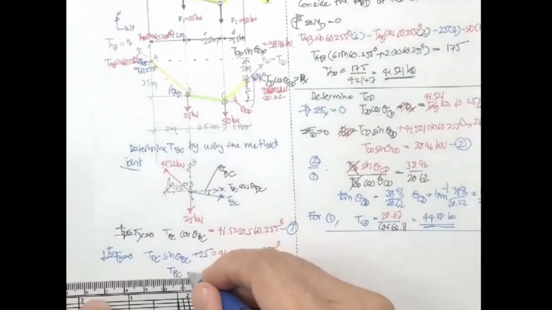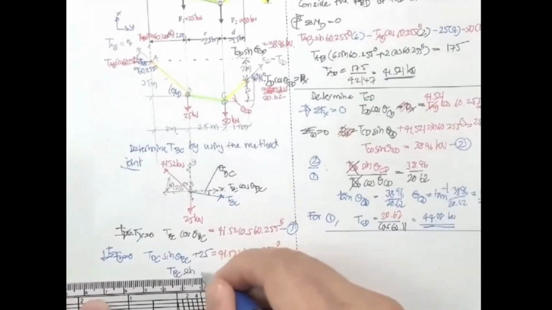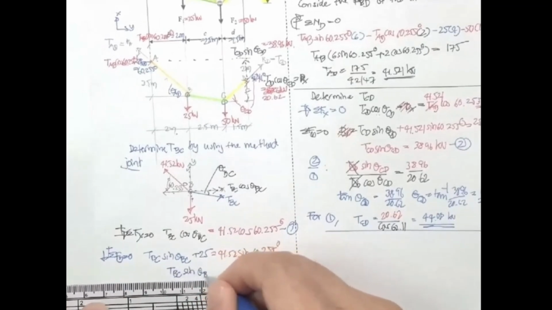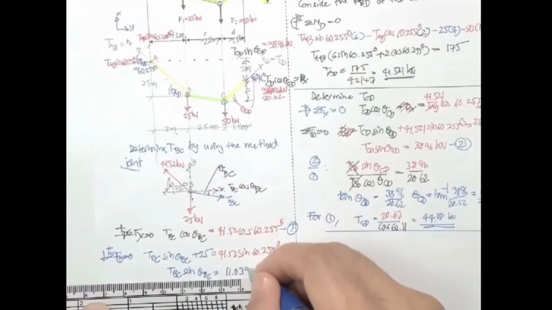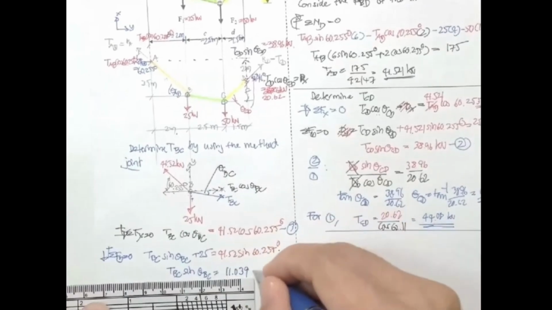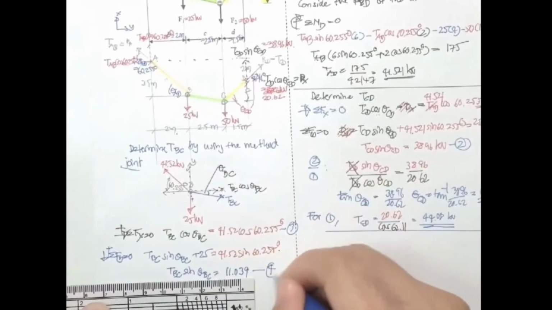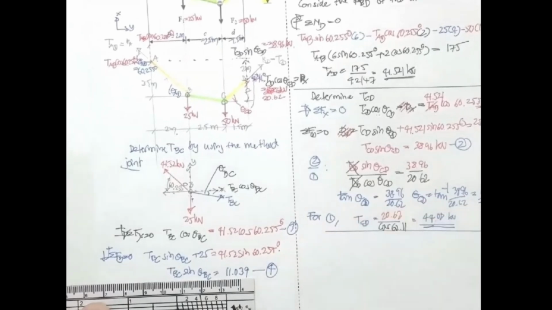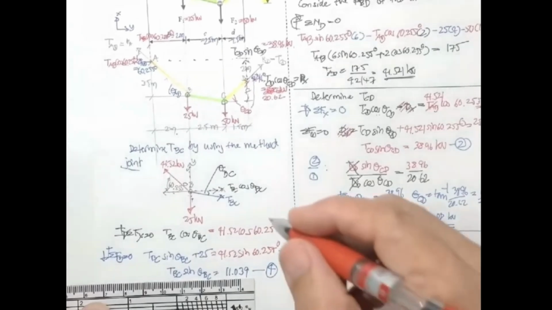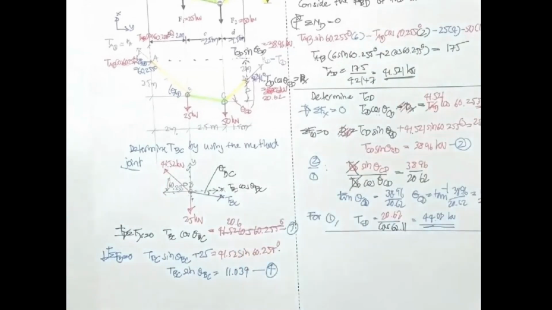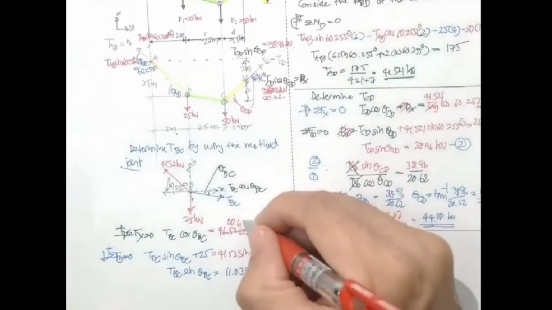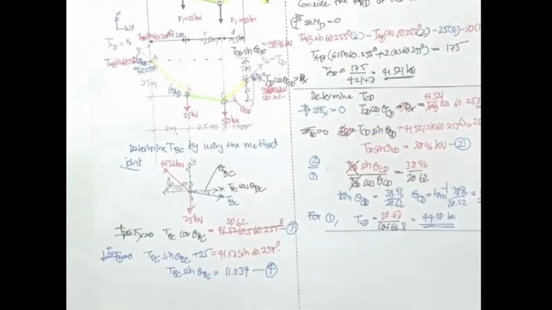Then you rewrite this equation, you will get T sub BC sine theta sub BC. Take this one to the right and minus this. This is going to be 11.039. And let's say this is number 4. Let me put this one into the calculator. You will get this one to be 20.62. Just put it into your calculator.